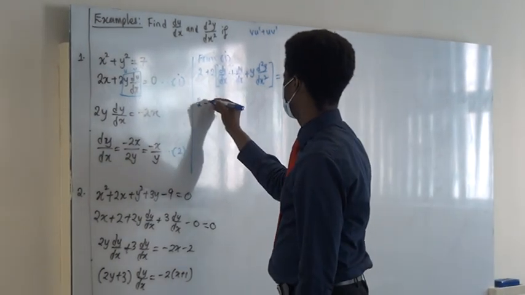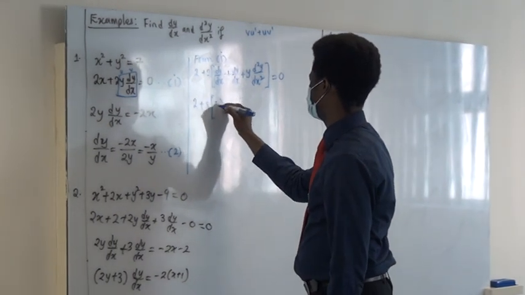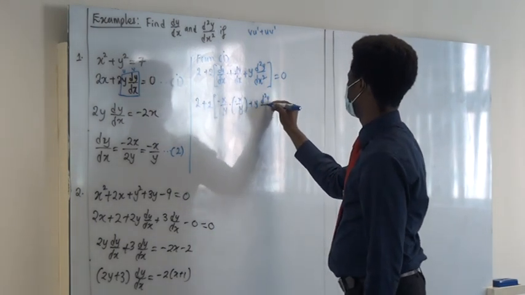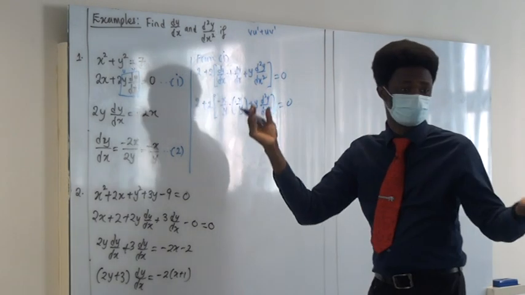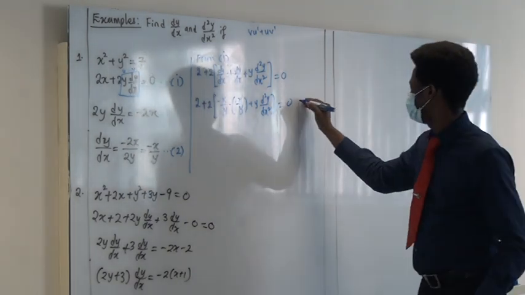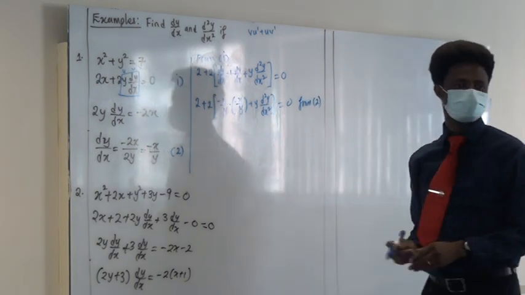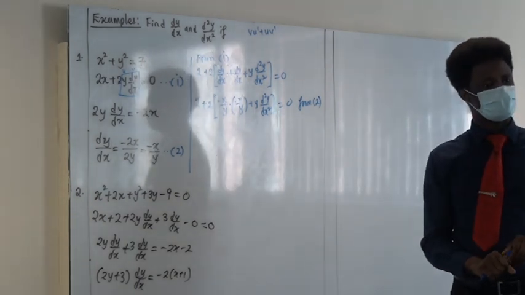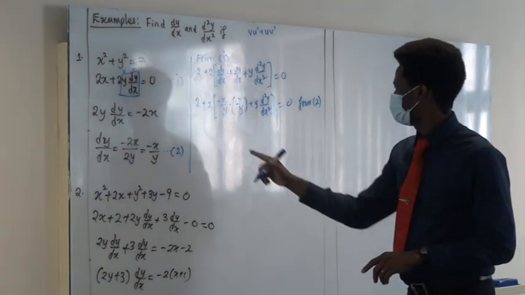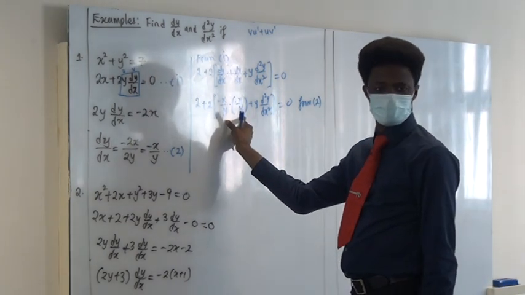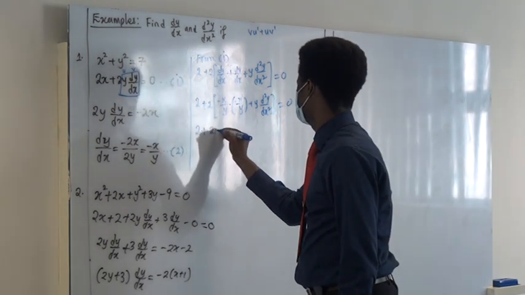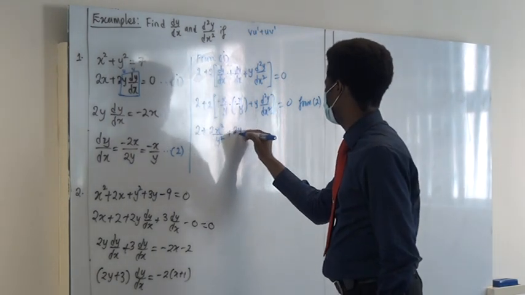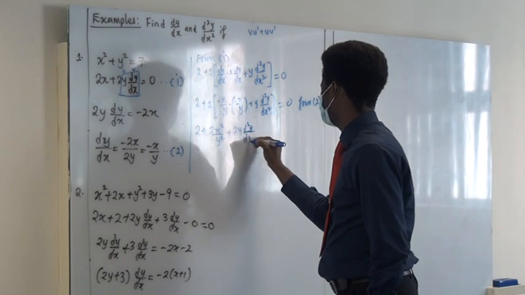Okay, so this will be 2 plus 2 brackets negative x over y, negative x over y, plus 2y d2y/dx squared. You can open the bracket first before you substitute, it's up to you. So this is from equation 2. So this is what we simplify and make this the subject, and we have just found the second derivative. So if I open a bracket, this will be plus. So I get 2x squared over y squared, correct? And here we get 2y d2y/dx squared is equal to 0.